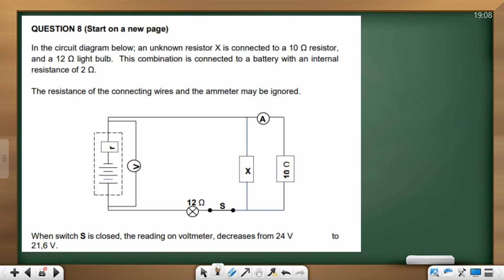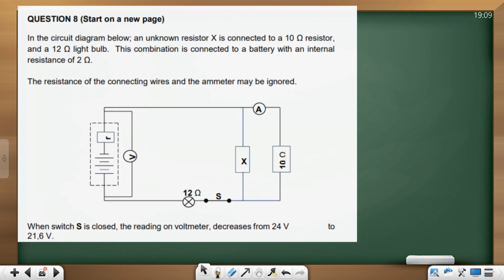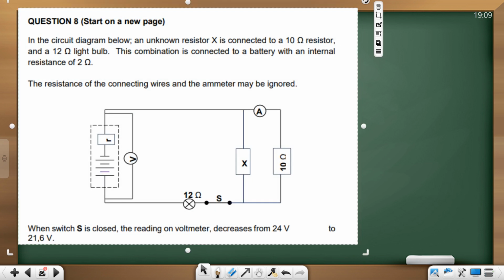Let's check. In the circuit diagram below, an unknown resistor X is connected to a 10 ohm resistor and a 12. Please find those light bulbs quickly. Find your 12. I'll show you what I do to make my life easy when I do circuits. This combination is connected to a battery with an internal resistance of 2 ohms. The resistance of the wires and the ammeter may be ignored. Now, when the switch S, there is an adjective that examiners use here. Let's do a bit of English.